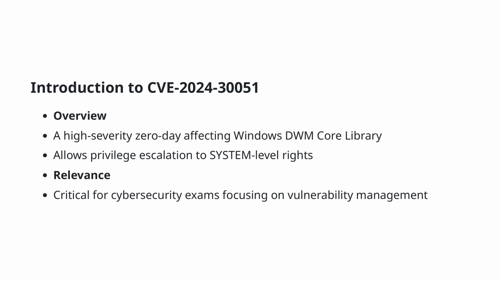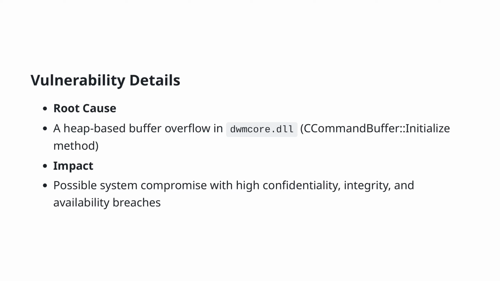Recognizing its implications can help you better grasp how zero-day exploits can undermine system security and the importance of implementing effective mitigation strategies. This slide provides the vulnerability details for CVE-2024-30051, a high-severity zero-day impacting the Windows DWM Core Library. The root cause is a heap-based buffer overflow found in dwmcore.dll, specifically within the CCommandBuffer::Initialize method. This overflow poses a serious threat as it may lead to a system compromise.